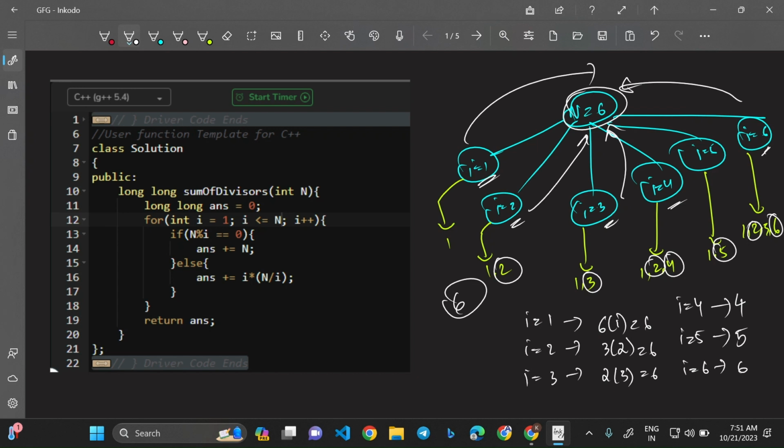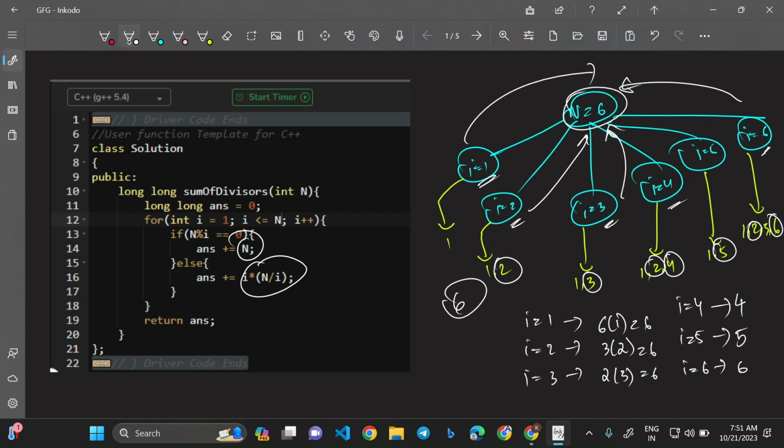So this is the code: long answer equal to 0, for int I equal to 1, I less than or equal to n, I plus plus. If n is divisible by that particular number, then we contribute n to the answer. If not, we contribute I times the number of times it's being there in less than or equal to n.